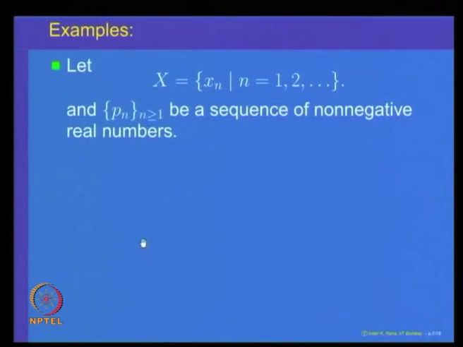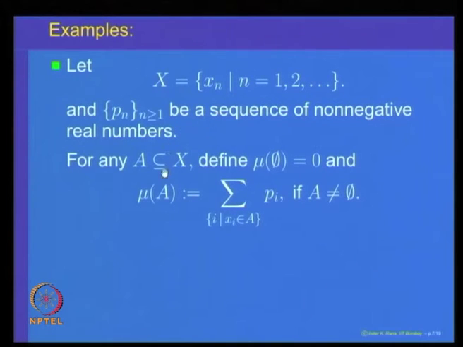Let us look at some examples of set functions. So, let us start with a very simple one. Let us look at a set X, which is a countable set. So, its elements are x 1, x 2, x 3 and so on. So, X is equal to x n, n equal to 1, 2, 3 and so on. And let us fix p n, a sequence of non-negative real numbers. So, X is a countable set with elements x 1, x 2, x 3 and so on, and we are fixing arbitrarily some sequence of non-negative real numbers.